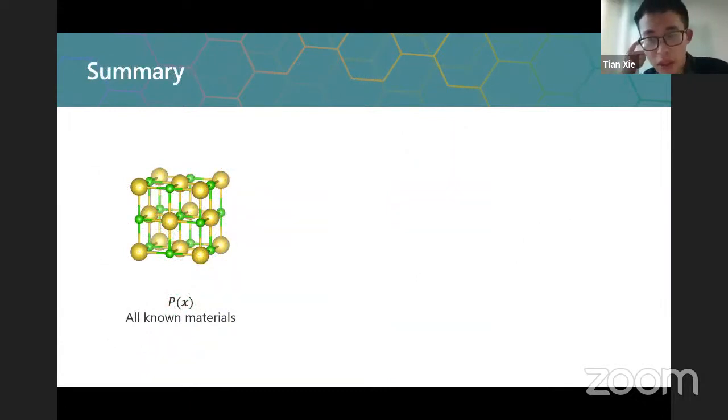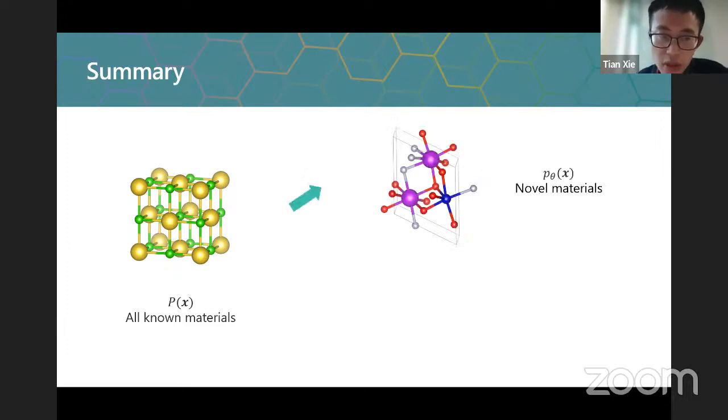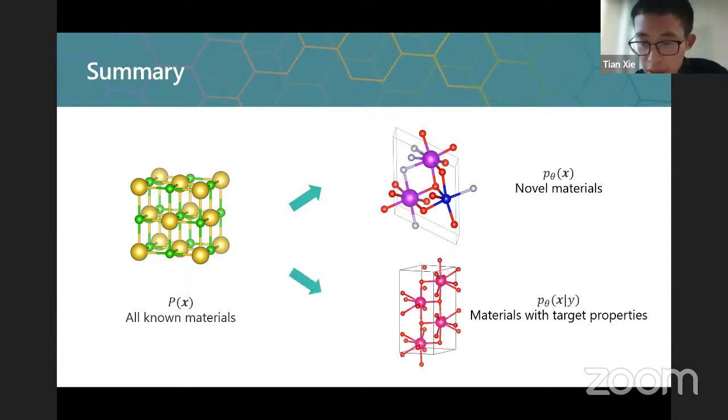So in summary, I have shown some of the early results that we have demonstrated in the direction of using generative models for material discovery. We think it is a very promising research area going forward, because we can use all the stable materials as training data to train a generative model, which would allow us to discover novel materials that have not been discovered before. In addition, we can use conditional generation to condition on the target properties that we're interested in, which can then directly generate materials that are actually useful.